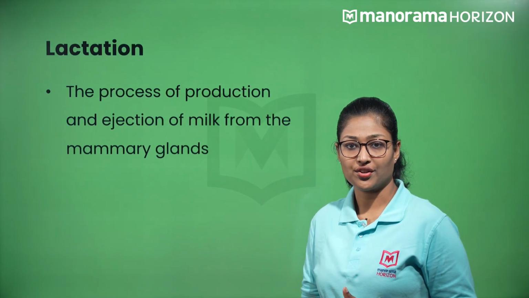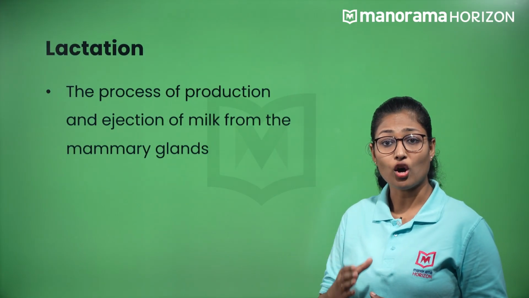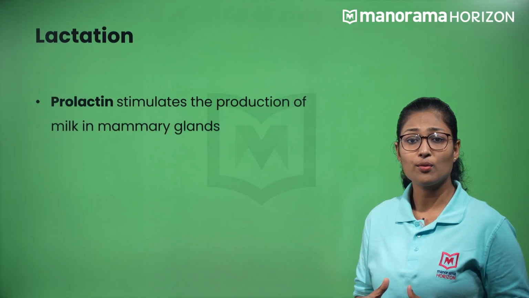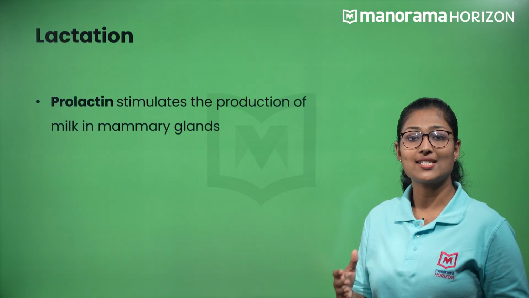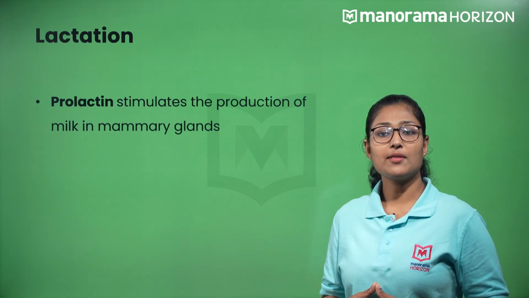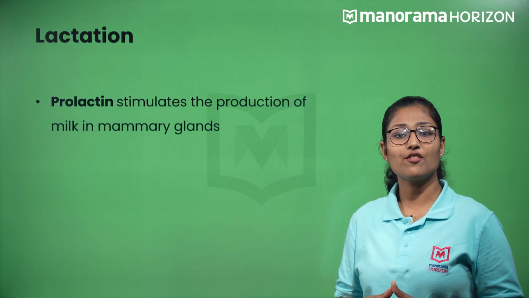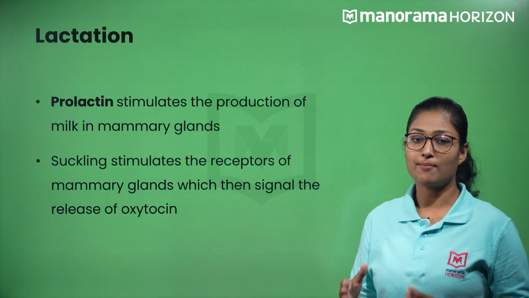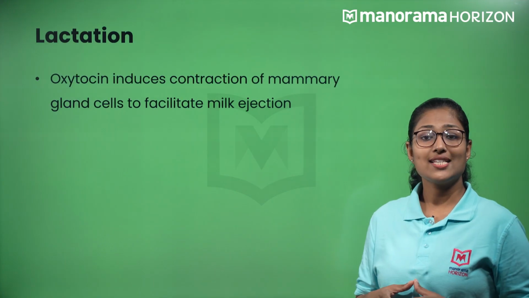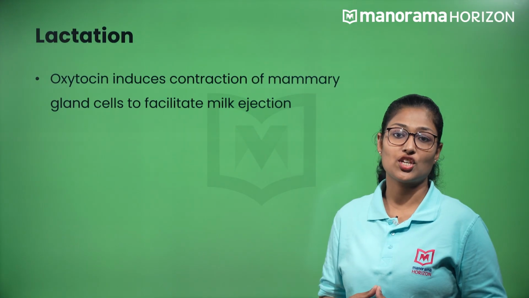You might ask a question here. How does the lactation occur? Is the process of lactation controlled through hormones or through the nervous system? Let us find out. The prolactin hormone from the anterior pituitary gland stimulates the production of milk in mammary glands. The ejection of milk from the mammary gland is regulated by a positive feedback cycle in which the suckling of the baby stimulates the receptors of the mammary gland, which then signals the release of oxytocin. The released oxytocin induces the contraction of mammary gland cells to facilitate milk ejection.